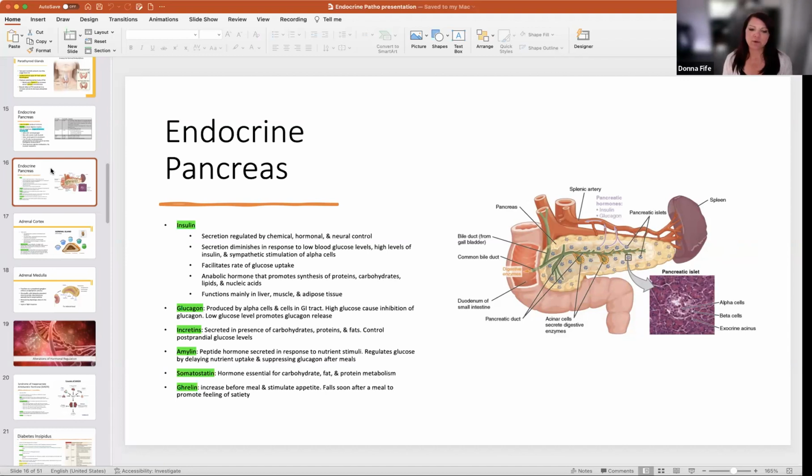Somatostatin, this is a hormone essential for carbohydrate, fat, and protein metabolism. And we have ghrelin, which increases before a meal and stimulates appetite, and it falls soon after a meal to promote the feeling of satiety with eating.